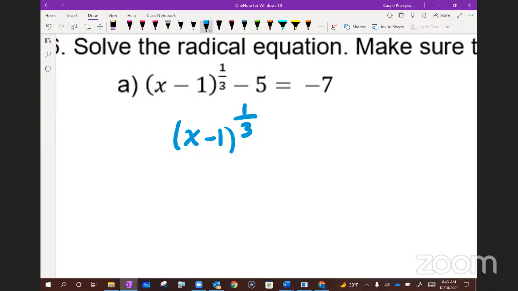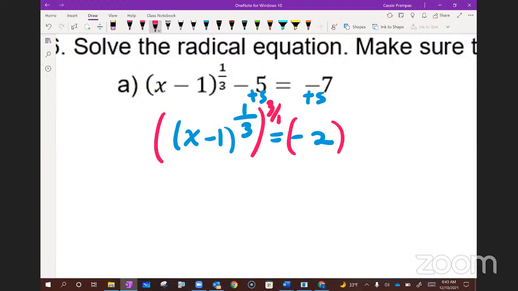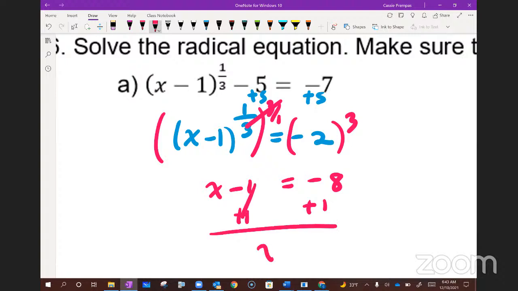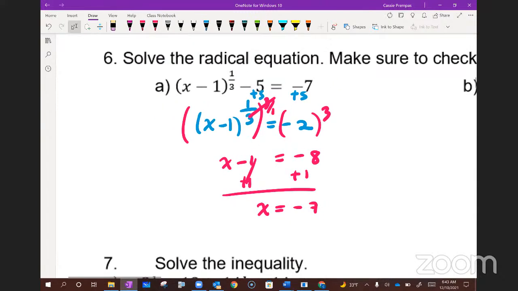All right, if you're replaying the video, hopefully you should check that the first thing you did was add 5, which gave you negative 2. Then to get rid of that exponent, you should have raised to the reciprocal power, which would give you negative 8. That cancels. And then finally you add 1. And that gives you x is equal to negative 7. When I check it, negative 7 minus 1 is negative 8. The cube root of negative 8 is negative 2. Negative 2 minus 5 is negative 7.